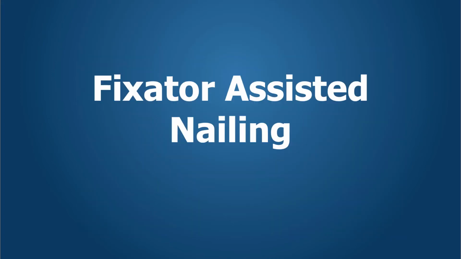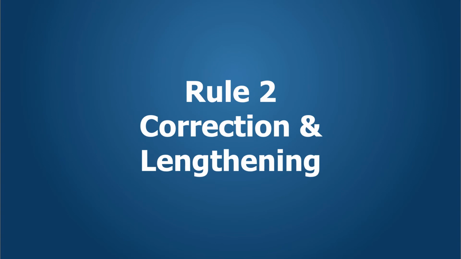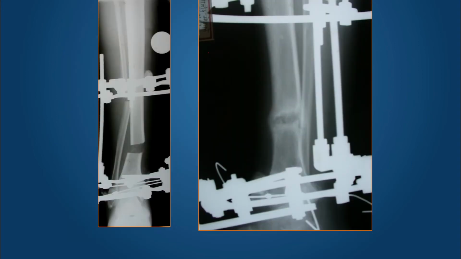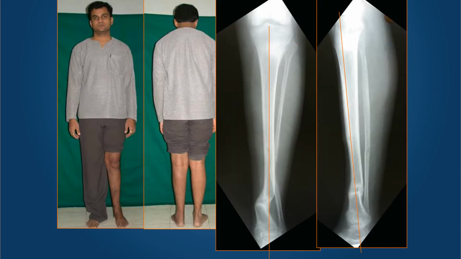We can also perform a fixator for oblique plane corrections, but let us now come to rule 2 deformity correction. This is a young lad who has got a varus deformity in the lower tibia along with some shortening. We need to perform a rule 2 correction here. The osteotomy happened to be a little further away from the apex of the deformity, and hence we need to perform much more translation, which we have achieved.